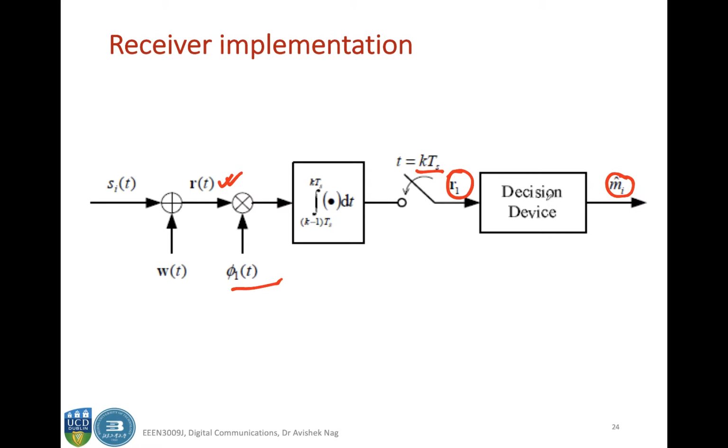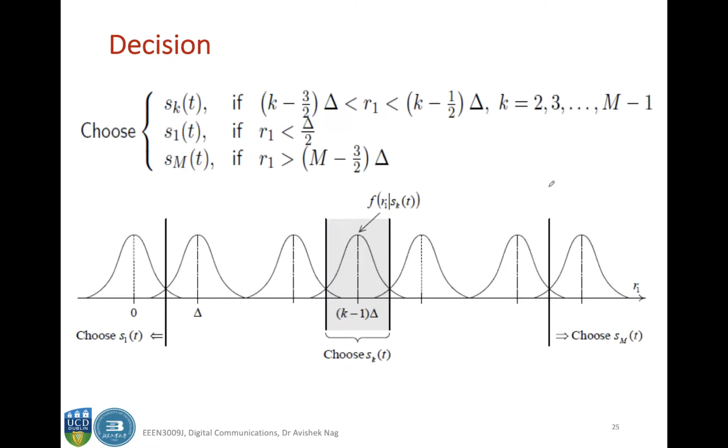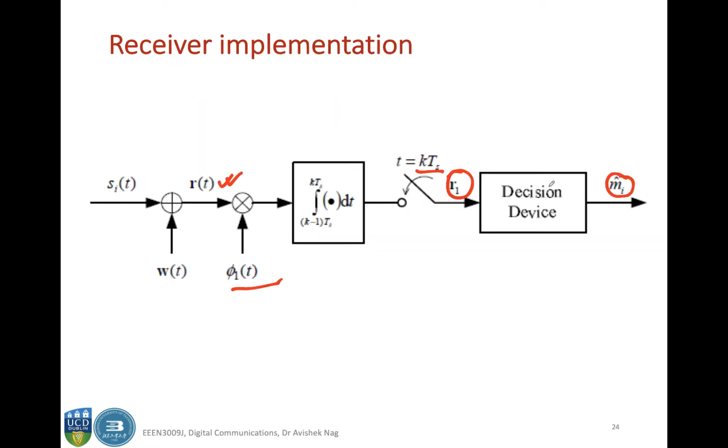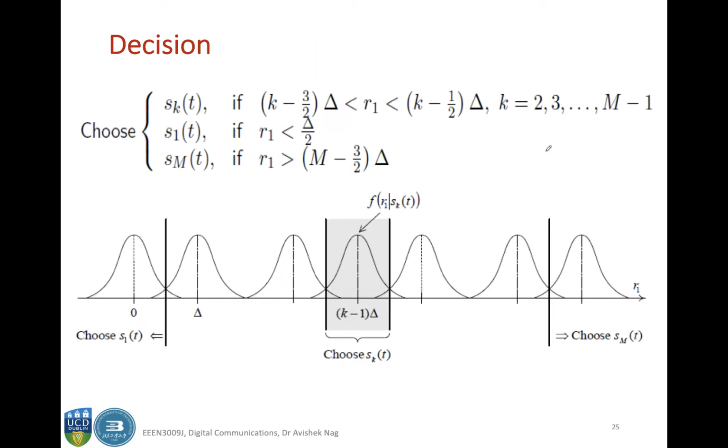Now what will be the decision device? What is the decision rule here? The decision rule is simple. Let's say you have these M signals. Here is your S1(t), which is 0. This is S2(t), and so on. And this one is your SM(t).